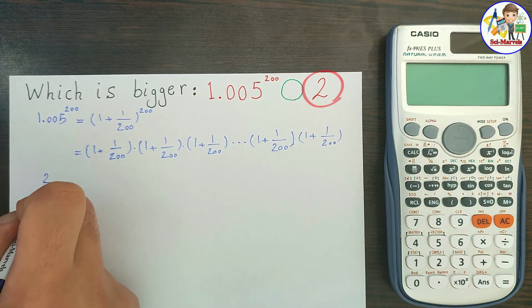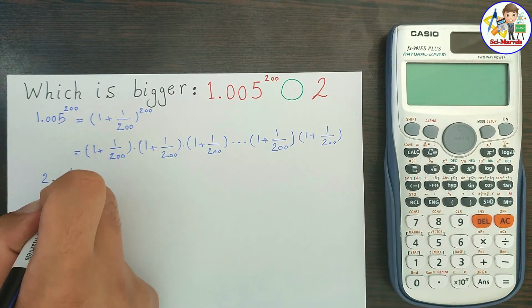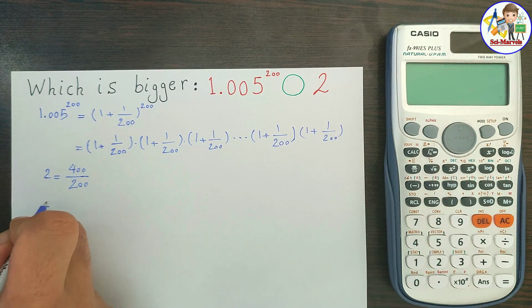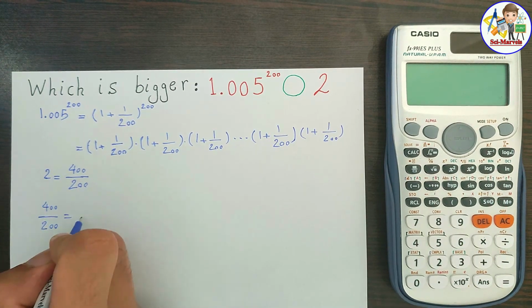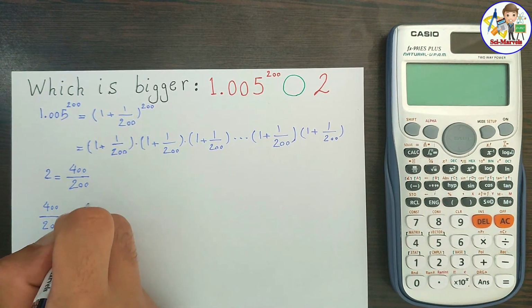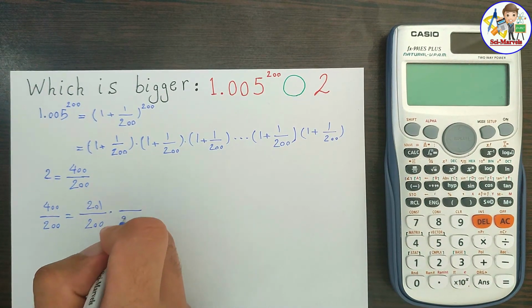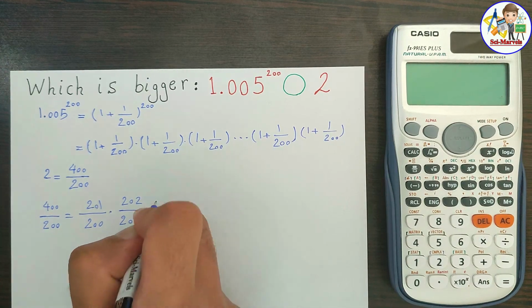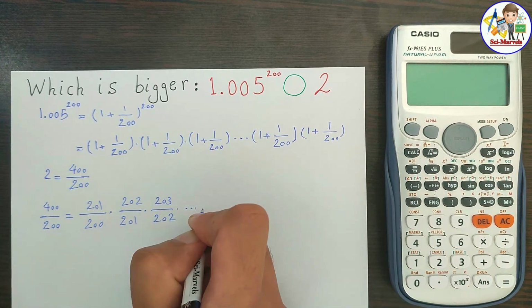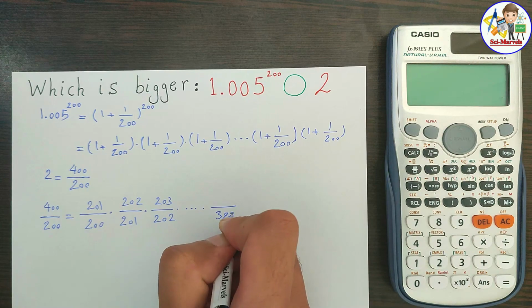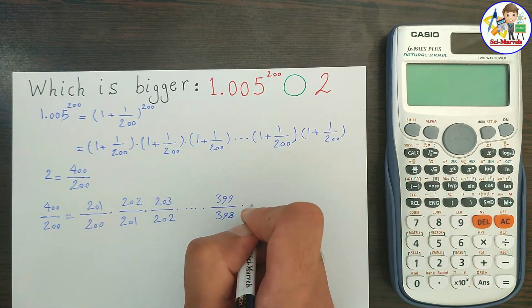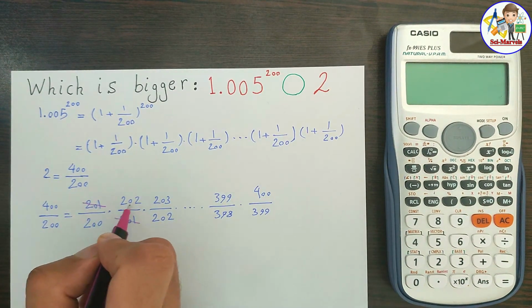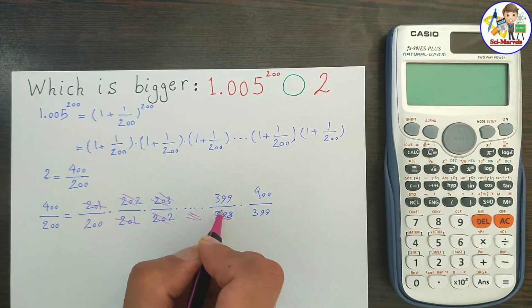2 can be written as a fraction, 400 over 200, and we are going to write this as follows. The denominator is 200 and the numerator, I'll write it as 201, and then times the second fraction. The denominator is 201 and the numerator is 202. And for the third fraction, the denominator is 202 and the numerator is 203. And the last term, denominator is 399 and the numerator is 400. After simplifying the fraction, we reach 400 over 200 again.